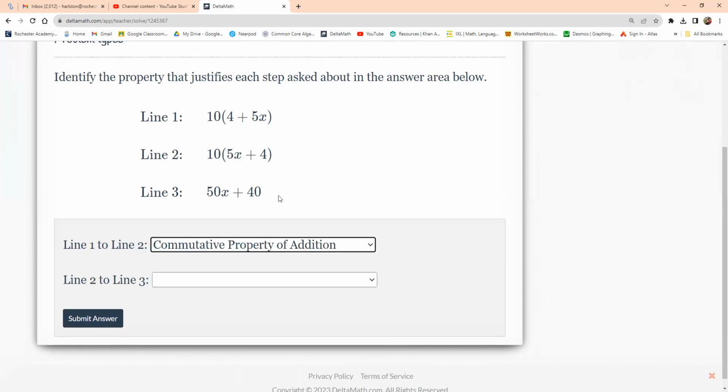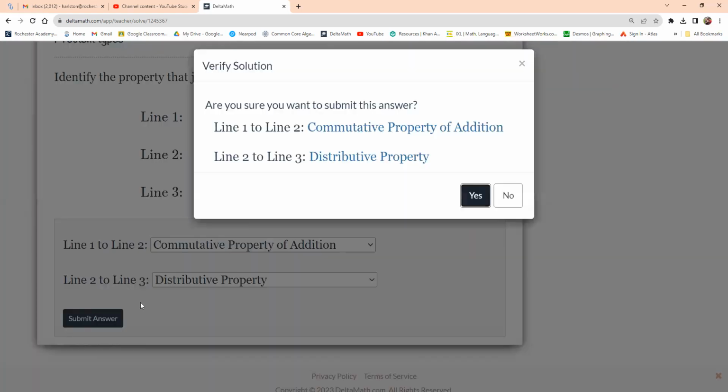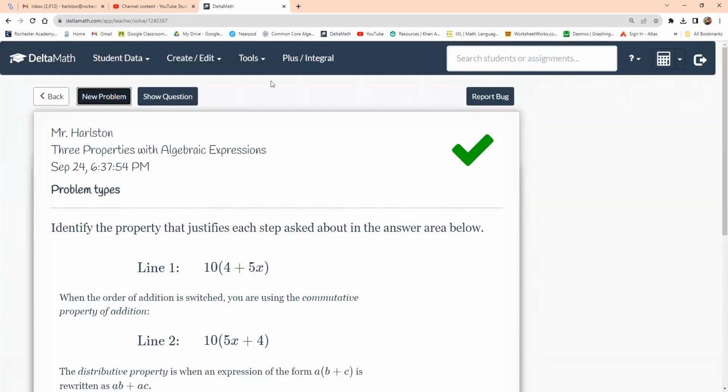Now, remember, whenever you get rid of the parentheses, and you can see in line 3 there are no more parentheses, that's the distributive property. 10 times 5 is 50, 10 times 4 is 40. So this is the distributive property. That one should be the easiest one. Whenever the parentheses disappear, that's the distributive property, like 9 times out of 10. So we submit this and we keep it moving.